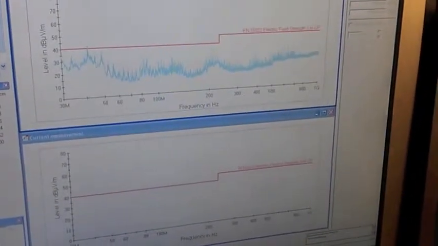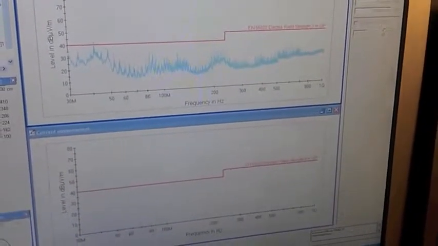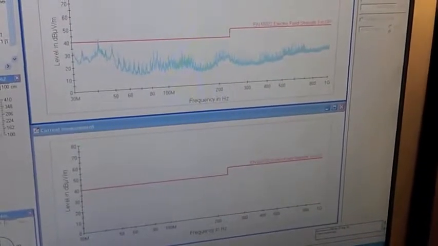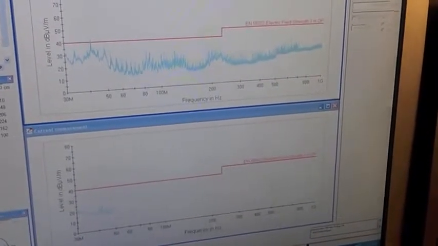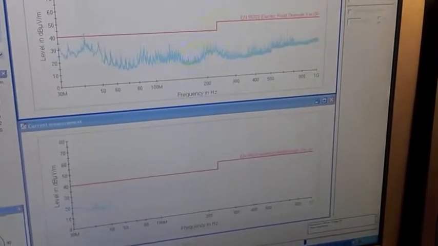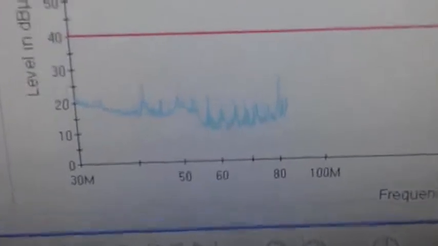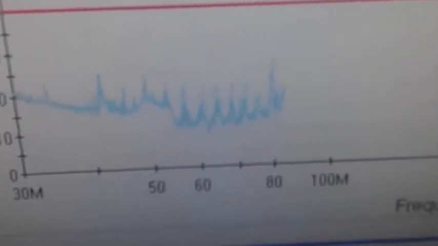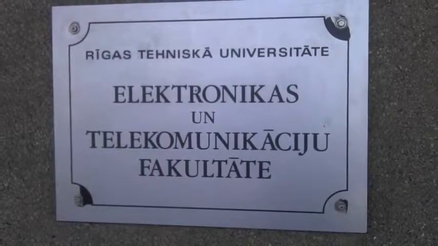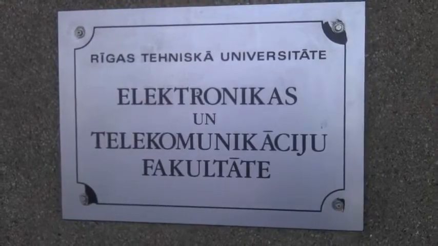So here's the remote rotation of the antenna. They can turn it from vertical to horizontal polarization and test the gear right there. And they're going to run the whole series of tests over again. Once the test is run, the computer actually identifies the peaks that may be over the line and goes and retests those areas with a narrower resolution bandwidth to see if it'll pass the second time. So there we go. That was at the Riga Technical University, Electronic and Telecommunications Facility.